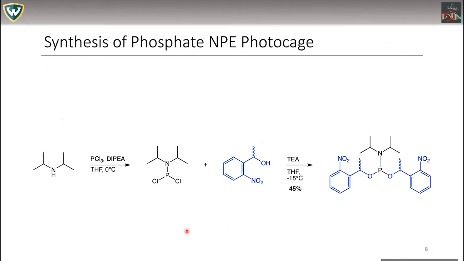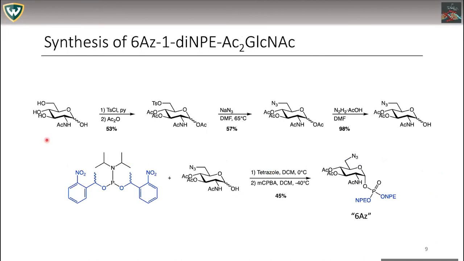So we began synthesizing this. The synthesis is daunting when you have not done phosphate chemistry, but it's actually quite simple. We start with phosphorus trichloride with diisopropylamine in Hunig's base in THF at 0 degrees Celsius to make this dichlorophosphoramidite here. And then after a quick reduction to make the NPE, we cool the reaction mixture down to 15 degrees Celsius, add our NPE and triethylamine, and let that stir to get this cage donor in about a 45% yield.